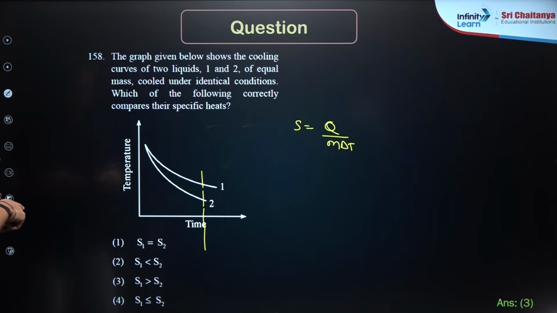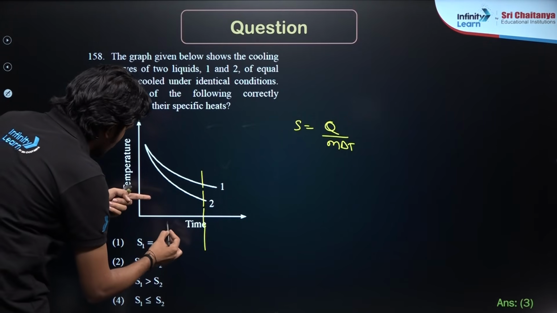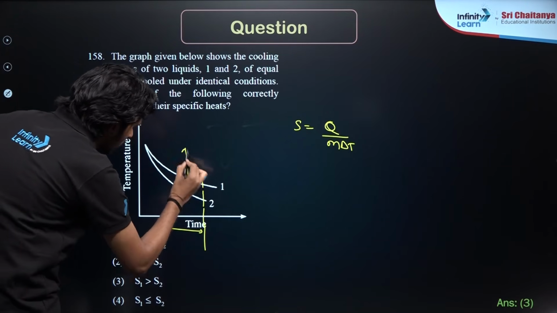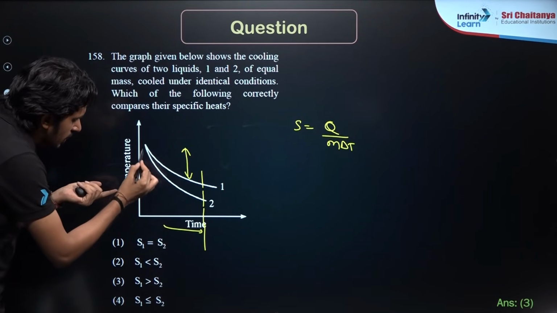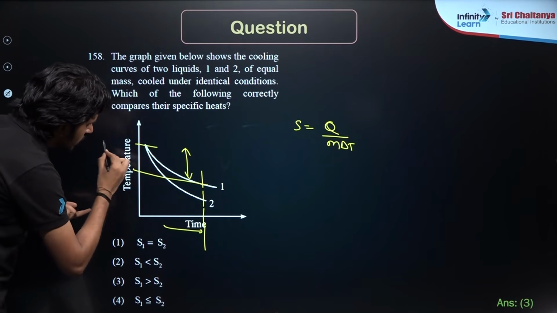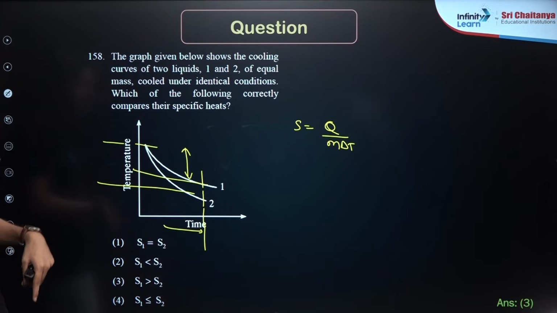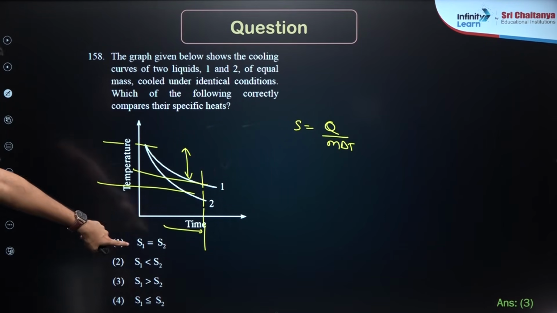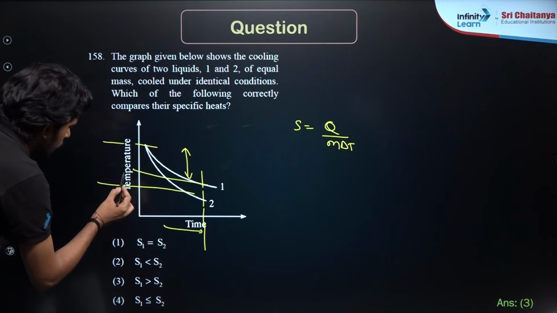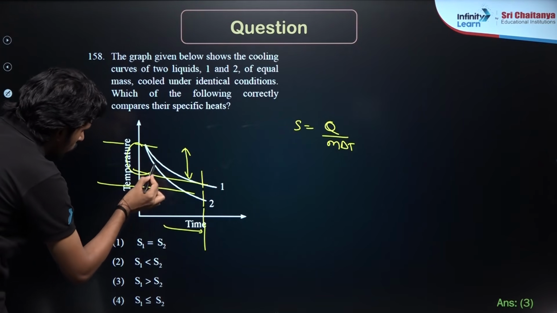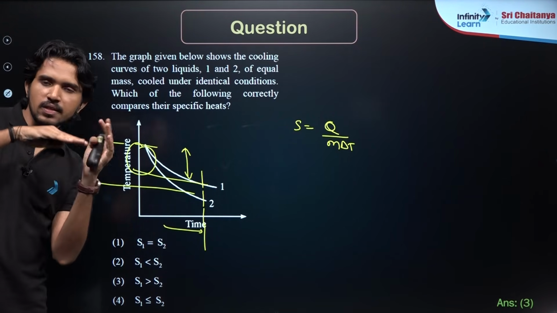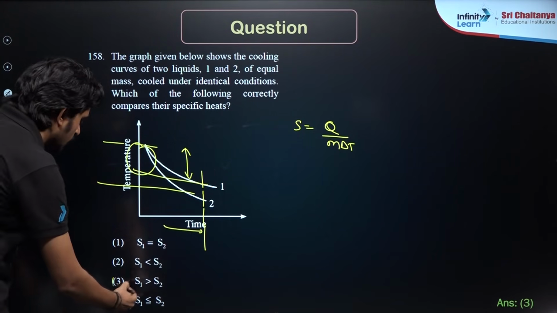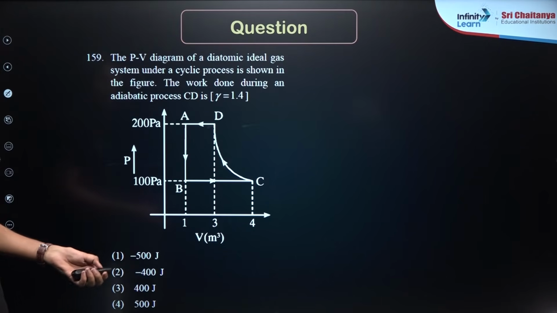If you are talking about curve 1, see, after time T its temperature has reduced less than curve 2. Its temperature difference is less than the temperature difference for 2. That means more heat is required. So S1 is greater than S2? Yes or no? For this, more heat is required, that's why its temperature is getting reduced slowly. That means S1 is greater than S2. Simple. Let's see the next problem.